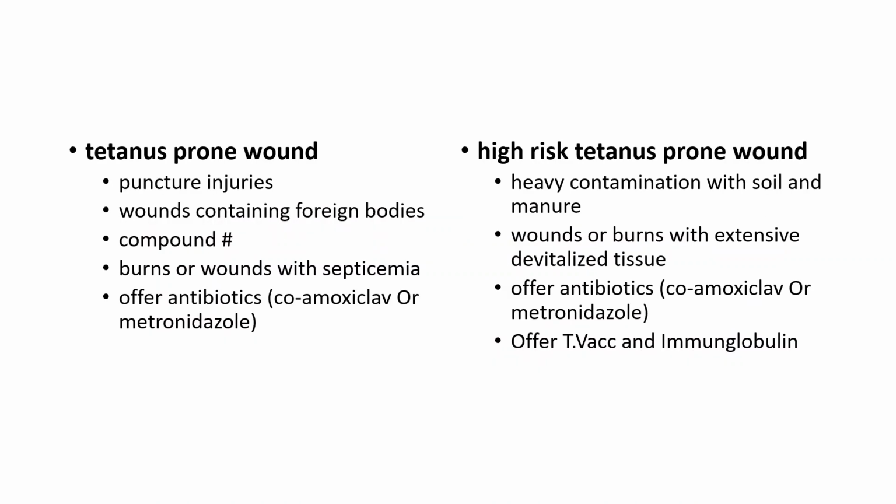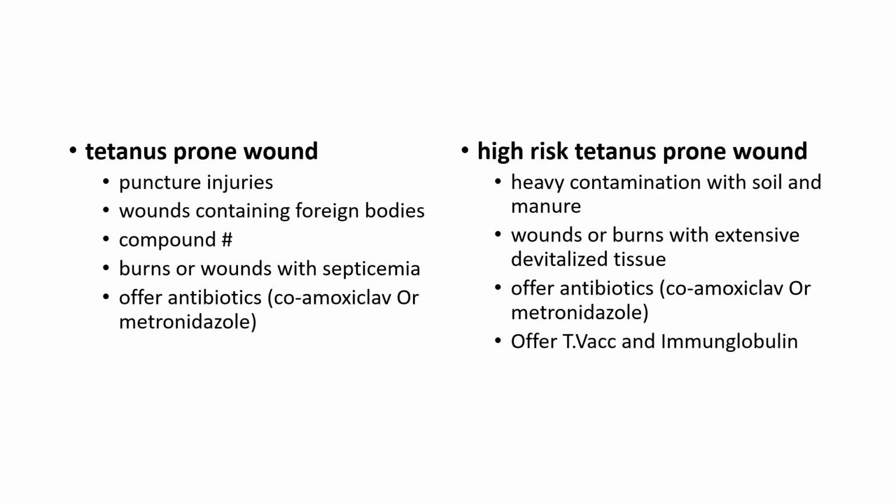Now, we talk about risk of infection. Tetanus prone wounds include puncture injuries, wounds containing foreign bodies, compound fracture, wounds with septicemia. Now, in high risk tetanus prone wounds, look at the adjective: heavy contamination with soil and manure, extensive devitalization of tissue. That is very important.